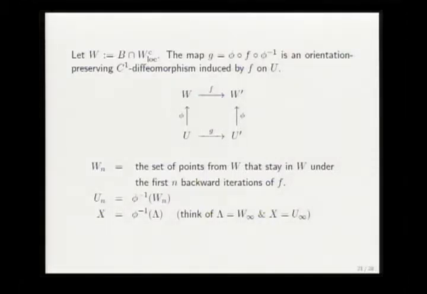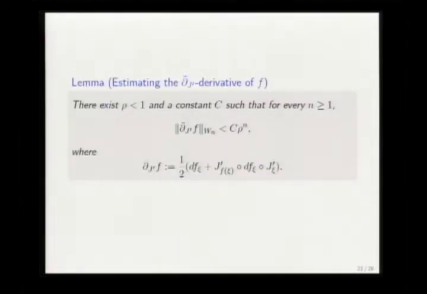So Wn is what I just said. Un's are the corresponding sets down below on the diagram. X is the corresponding set of lambda. This is the set of points that do not escape from the neighborhood U under all backward iterates of the map G downstairs. All right, a first estimate on the d bar derivative of f.